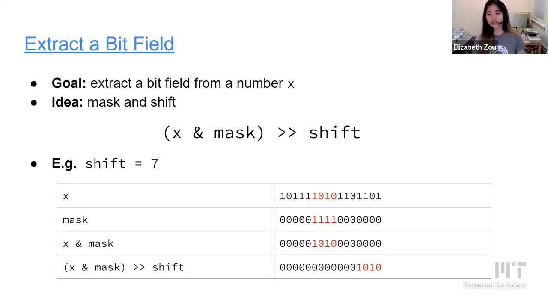So let's say you have 16 bits in a number. You're going to say, oh, the first 4 bits are going to represent this, and the next 4 bits are going to represent this. How do you do that? If you want to take a specific amount of bits out of a number, what you can do is create a mask and then shift it.